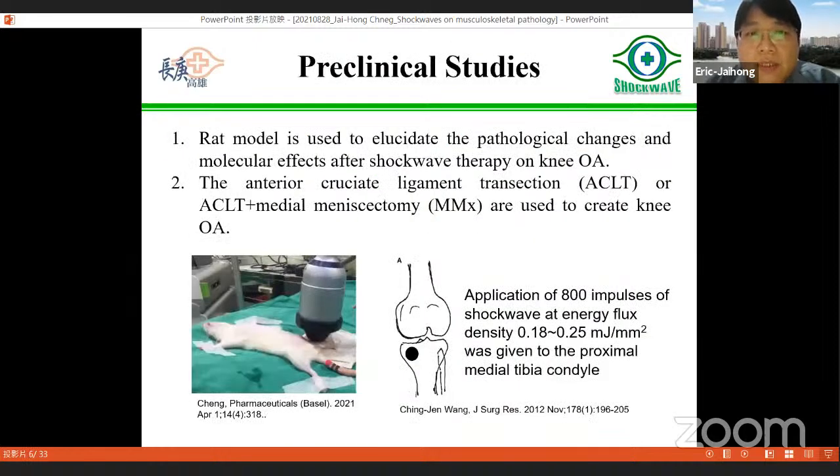So we use the rat model to illustrate the pathological change and molecular effect after shockwave therapy on knee osteoarthritis. We use anterior cruciate ligament transection or anterior cruciate ligament transection with medial meniscectomy to create knee osteoarthritis in the animal model. And we apply the shockwave at an energy flux density of 0.18 to 0.25 millijoule per millimeter squared to the proximal medial tibial condyle to treat the rat knee osteoarthritis.